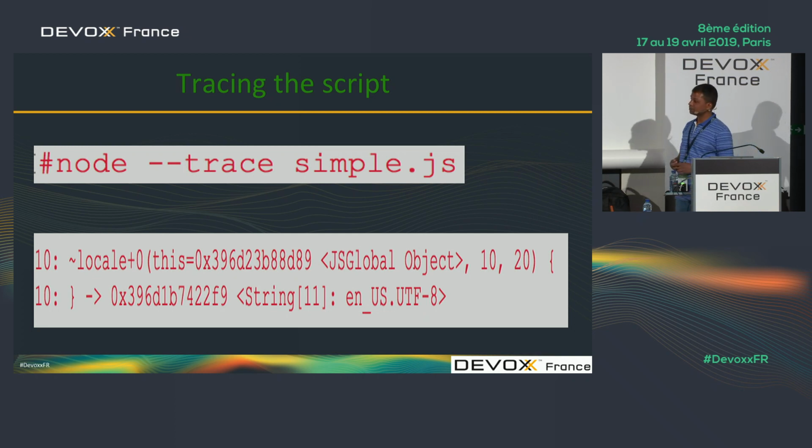So in this particular case, you have a number 10 and then the function name, which is locale, and then the set of inputs to the function. One is the this pointer, and then two numbers, 10 and 20. So basically the locale function was invoked on a receiver object with two values, 10 and 20, and then the next line shows the output of the function, which is a string object, and the value being en-US UTF-8.